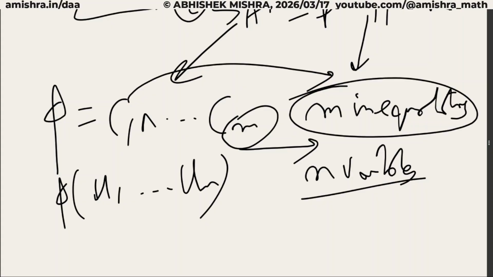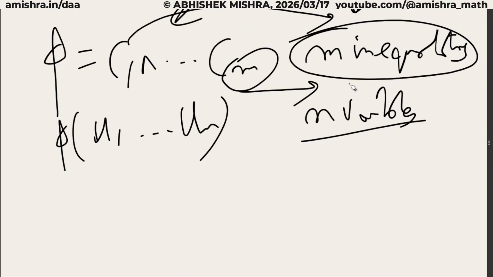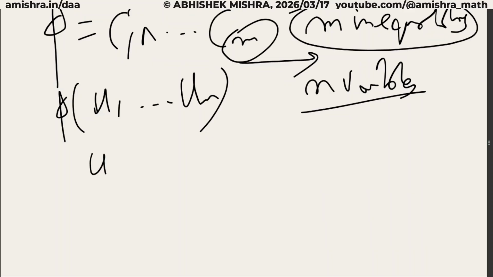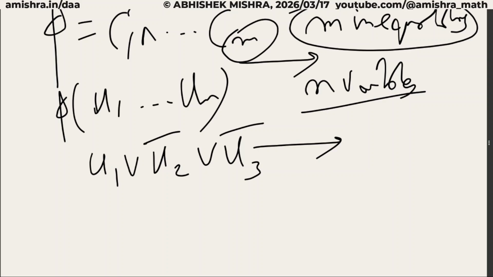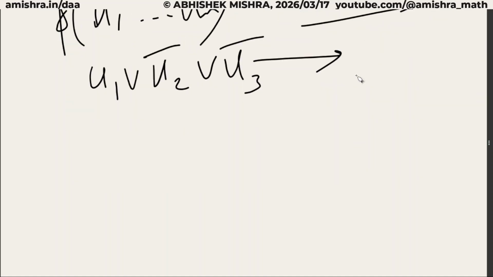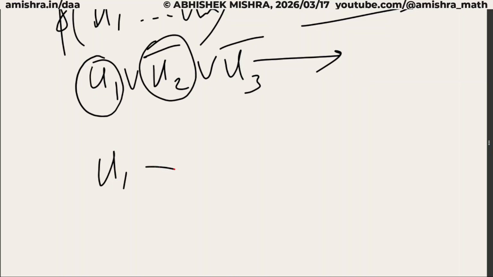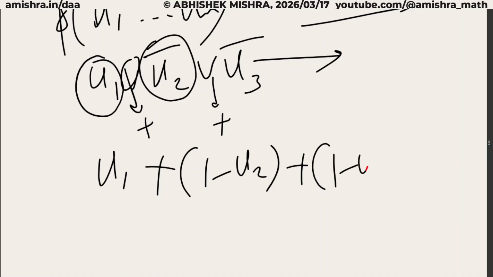Now this is very simple. Take for example, suppose we have this clause: u1 or not u2 or not u3. Now how to make the inequality? The conversion is very simple. If it is a variable, keep it as it is. So for u1 we write u1. For or, just replace it with plus. For a variable, replace it with the same variable. If there is a not, just replace it with 1 minus the variable, and take it at least 1.